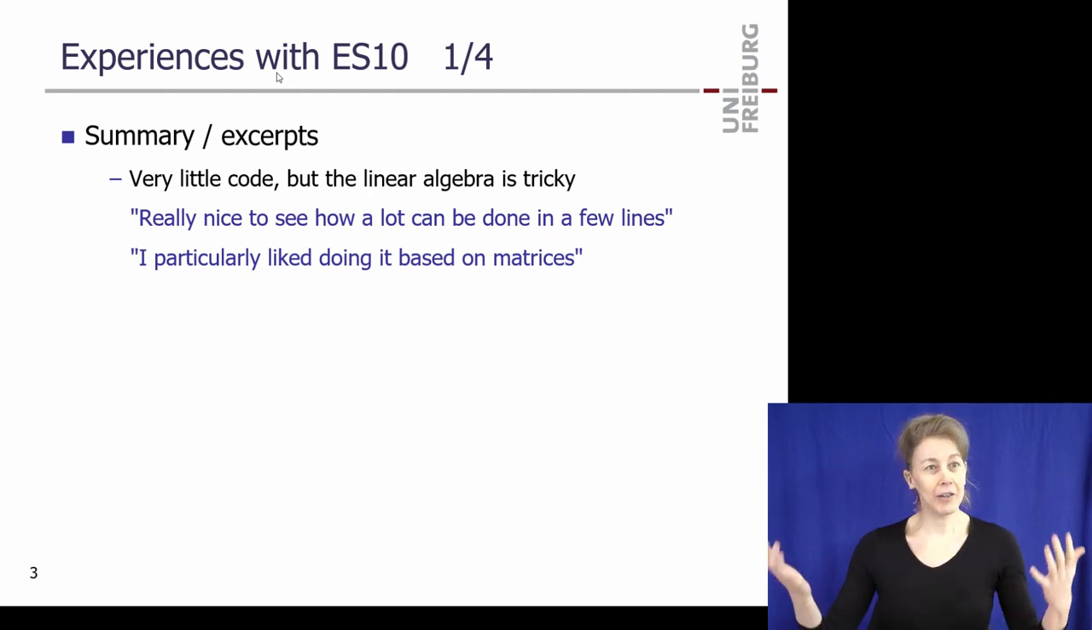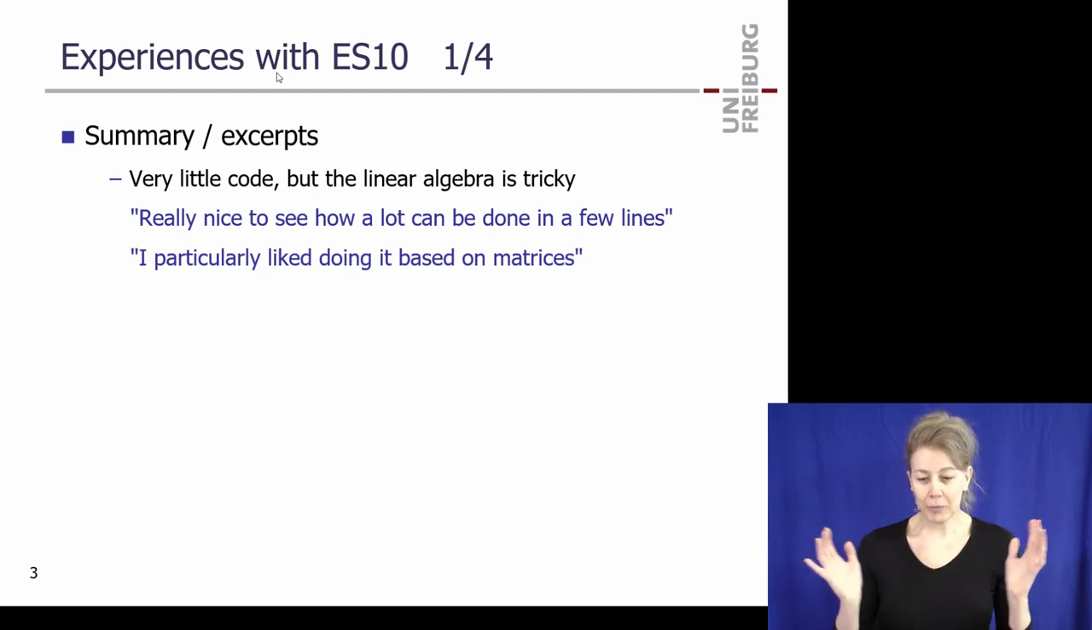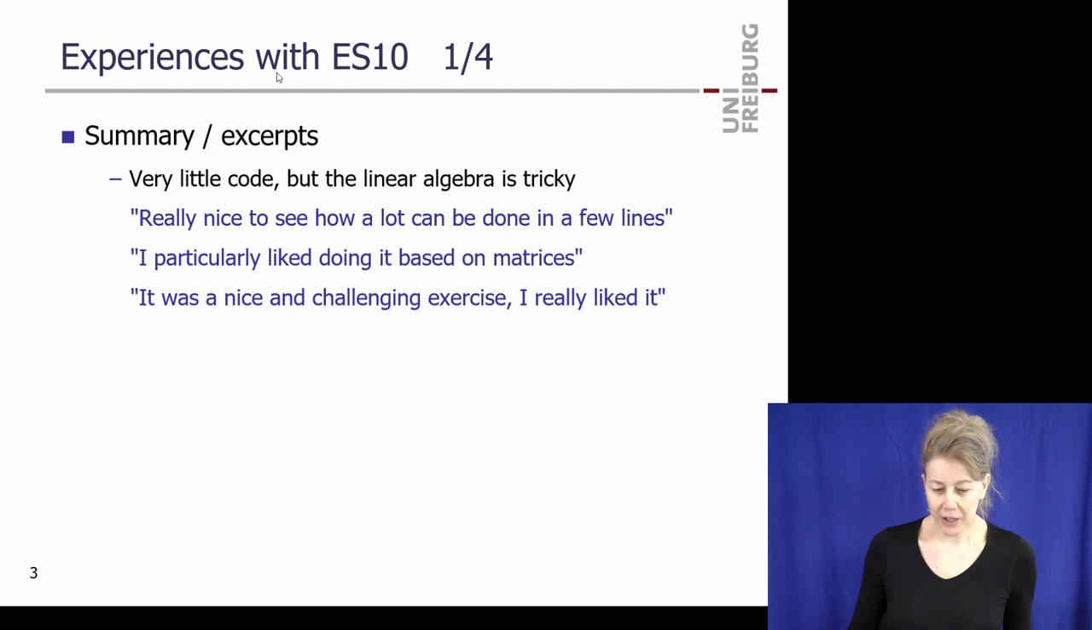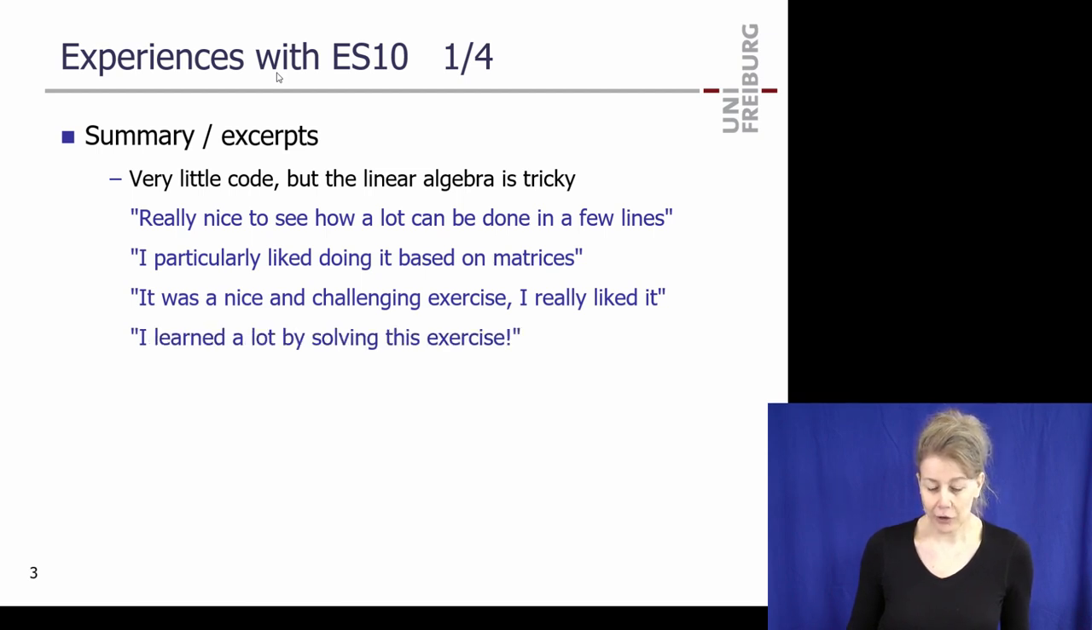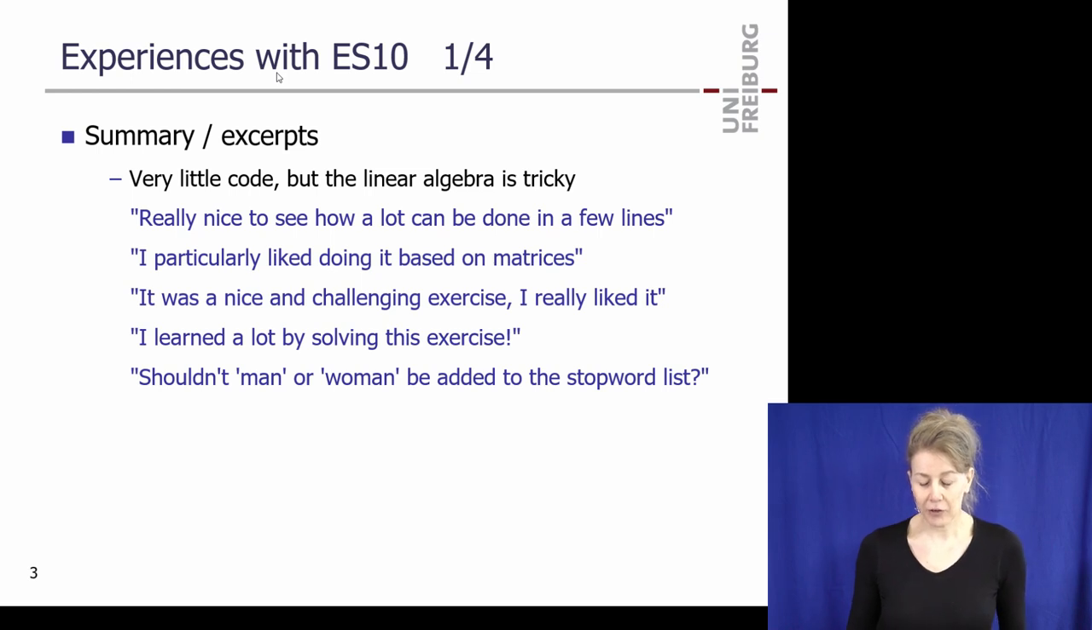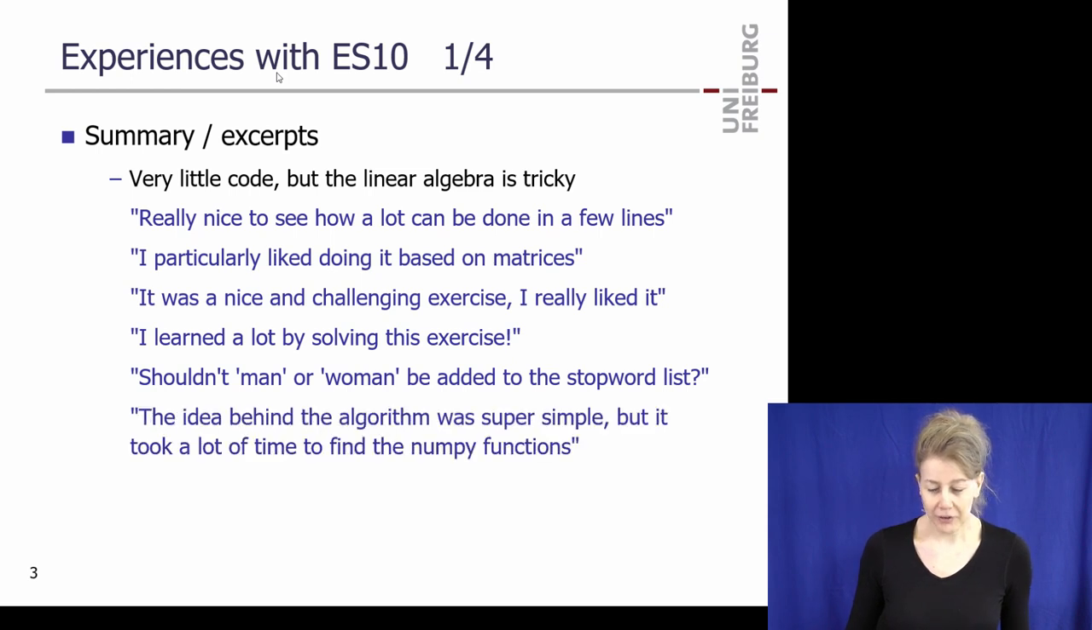Some people have said that they've heard it before, maybe not fully understood naive Bayes, but now doing it with linear algebra was really nice. It was a nice and challenging exercise. I really liked it. I learned a lot by solving this exercise. Shouldn't man or woman be added to the stop word list? I will talk about this on another slide.